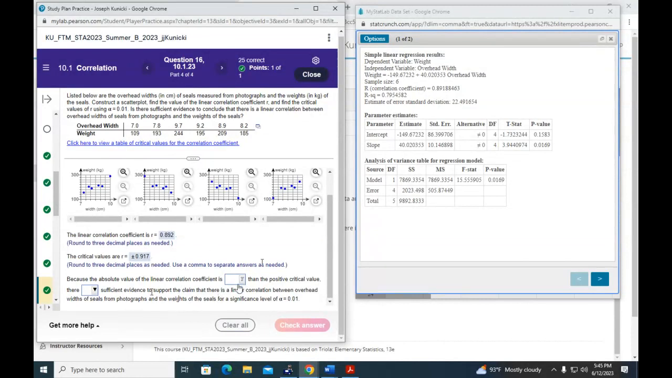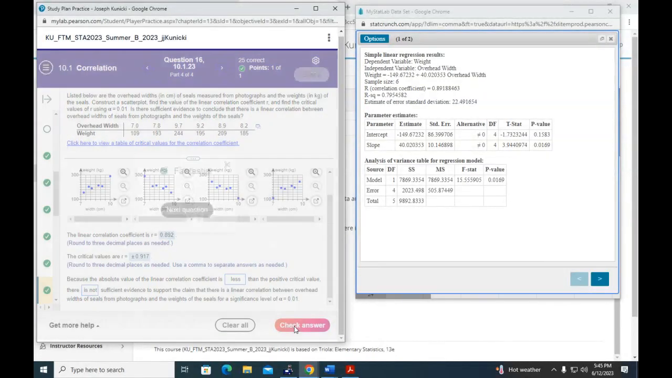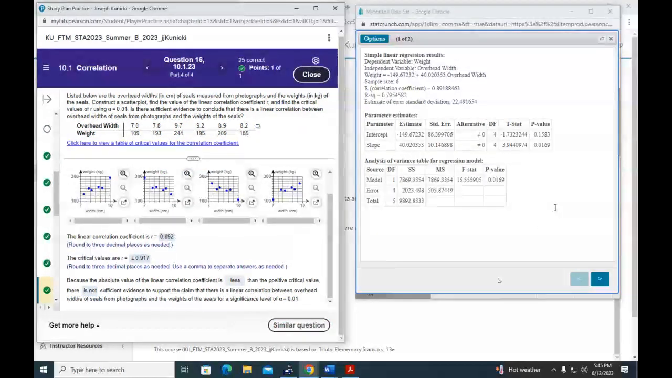Because the absolute value of the test statistic, 8.92, is less than the positive critical value, 9.17, there is not sufficient evidence to support the claim. The claim being, we want to try to reject the null, but we can't. All right, let's double check that. If you look at the p-value, the p-value is .017, which is greater than .01.